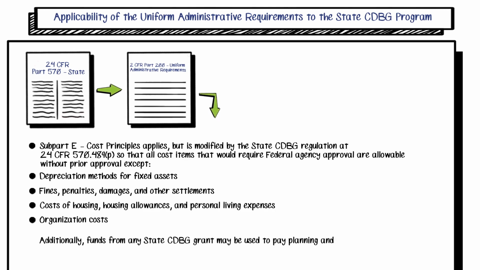Additionally, funds from any state CDBG grants may be used to pay planning and program administrative costs associated with any other state CDBG grant. In other words, state planning and administration costs are not required to be allocated to a particular CDBG grant origin year. A summary sheet containing this information is available in the Applied Learning section at the end of this module.